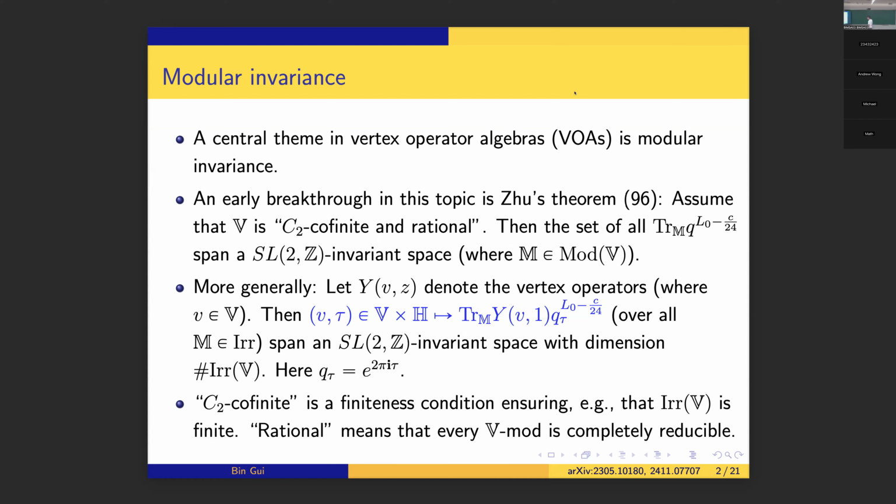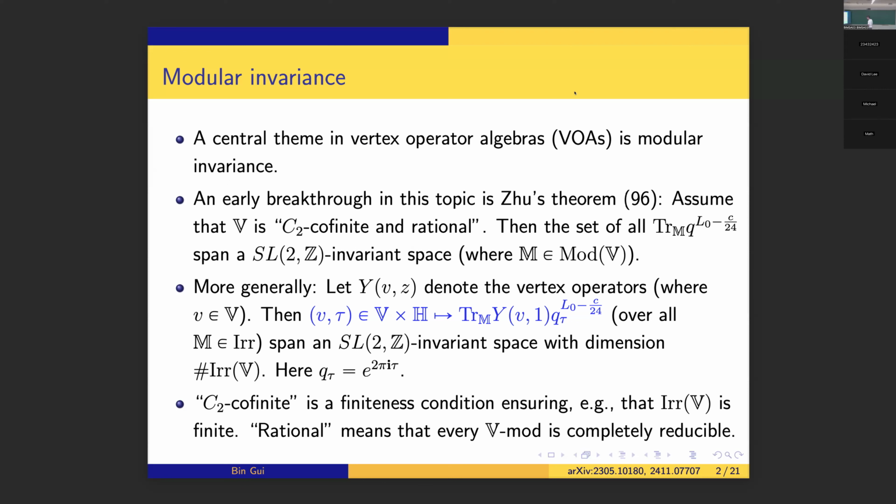But more generally, what Zhu really proved is not just about these functions of q. You also have to take care of linear functionals on V, where V is a vector space as a VOA. So you should really care about the function from V times H, where H is the upper half plane of the complex plane, to the trace. It is defined by the trace of the vertex operator, with v equal to 1, times q_tau to the power L0 minus c/24, where q_tau is defined by e to the power 2 pi i tau. This spans a vector space which is modular invariant.